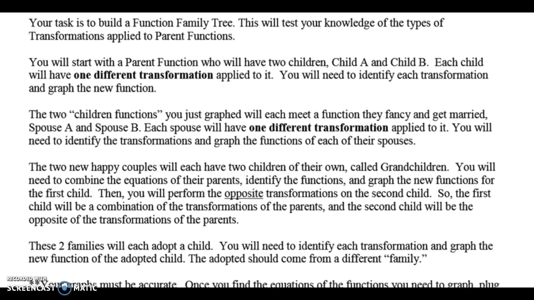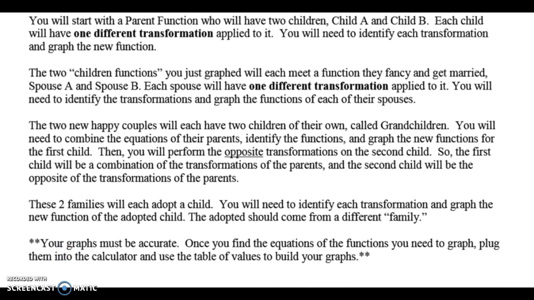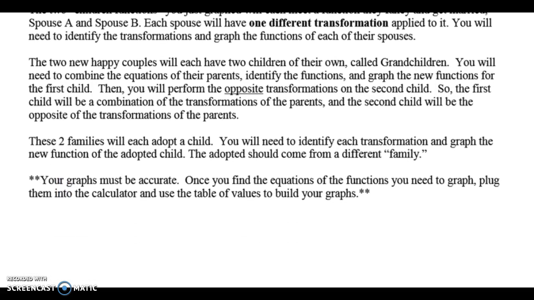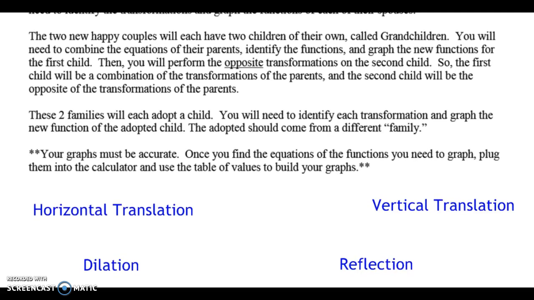There are a couple different types of transformations that you can use, and I'd like to list them now. These are the four different transformations that you can use. You can use a horizontal translation, which is a change to the inside of the parent function, a vertical translation, which is an addition or subtraction to the outside of the parent function. The dilation is when you multiply by a number on the front of the parent function, and a reflection is when you multiply either the inside or the outside by a negative number.